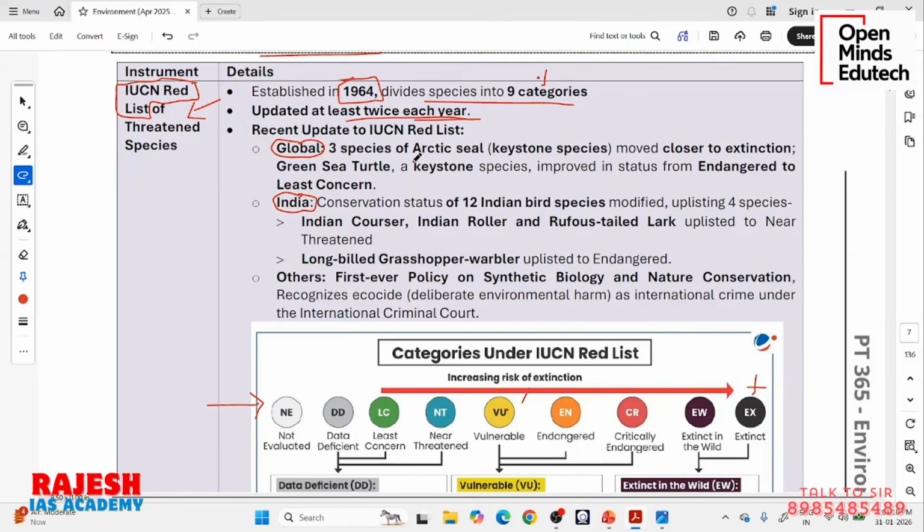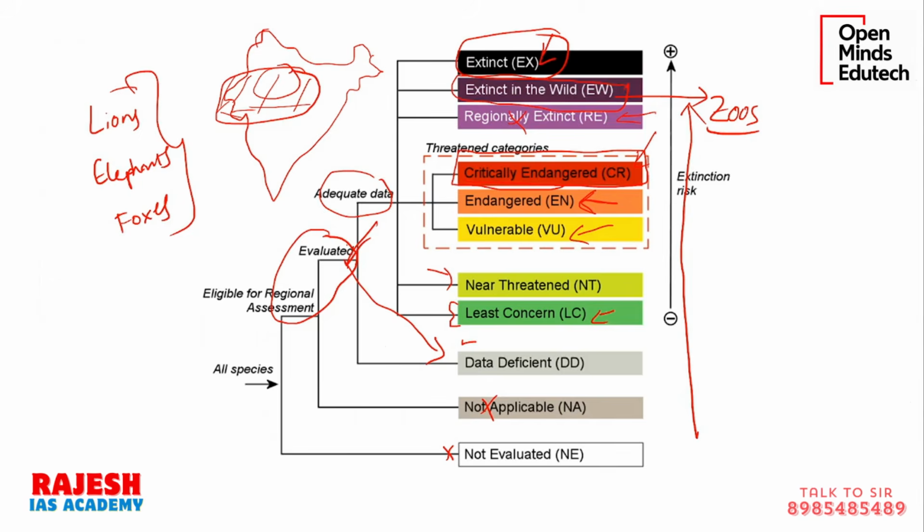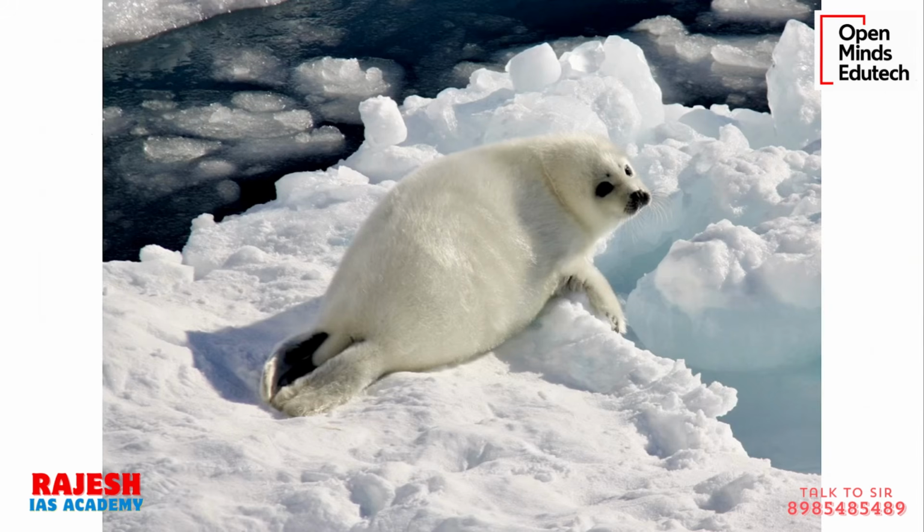So 3 species of Arctic seals have moved closer to extinction. That means the number of these Arctic seals is decreasing. They have moved closer to extinction.